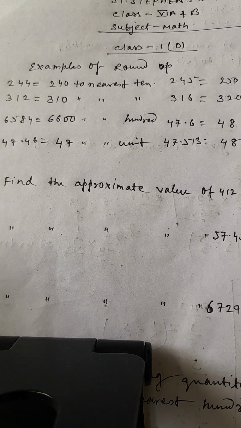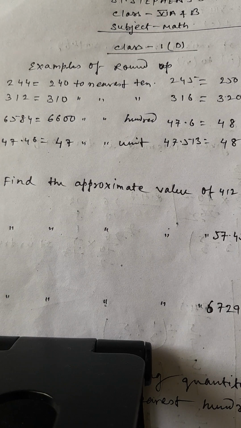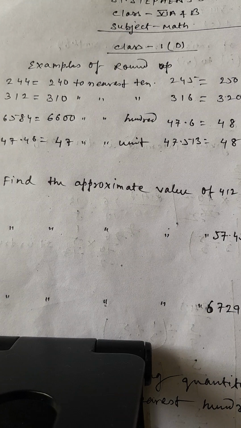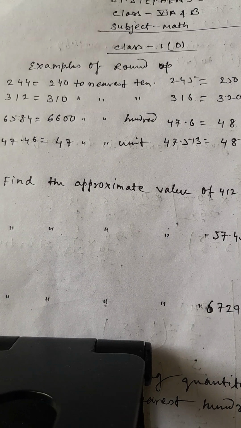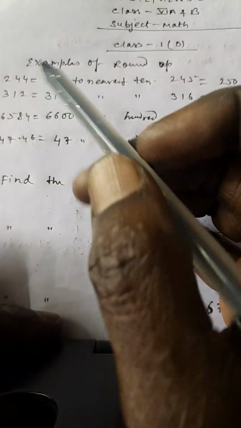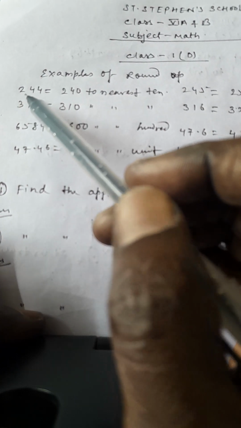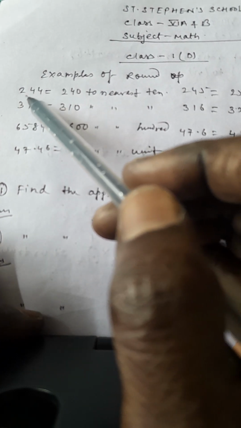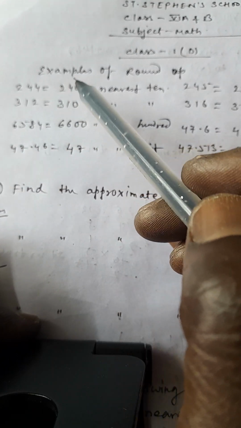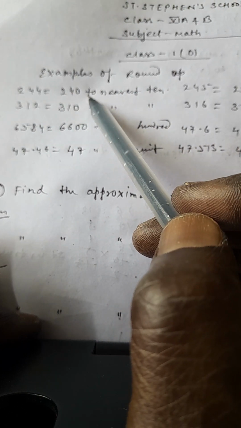In 1D we have to do the approximate or the round up values of any number. Round up means any values that will be nearest to unit or nearest to 10 or nearest to 100. Like the nearest value or the round up value of 244 will be 240.